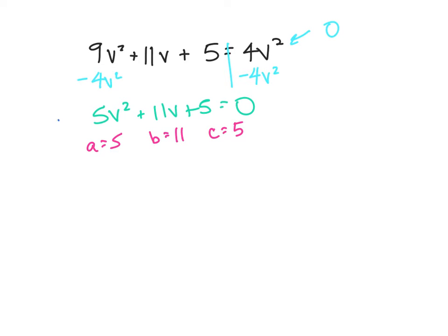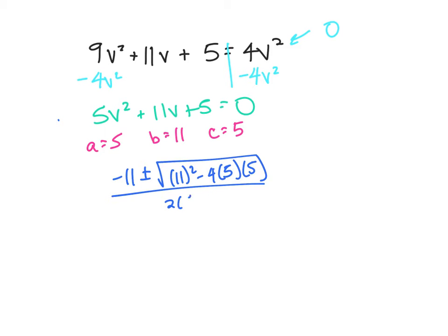So we have opposite of b plus or minus the square root of b squared minus 4ac all over 2a. Remember, we're solving for v here. That's the whole point of this. Solve for v, find the roots of the equation. So we do this whole part underneath first.